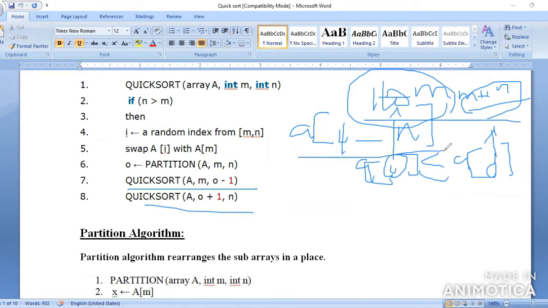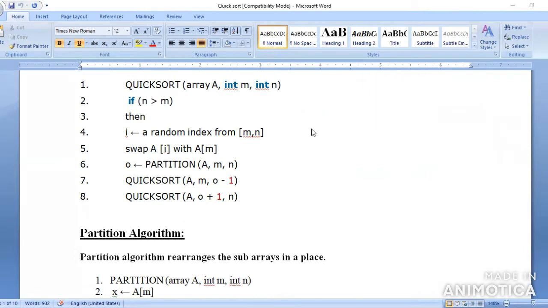So A is 1 to n. We have two things, A[i] and A[j]. i is for the left side, j is for the right side. i indicates 1 to m, j indicates m plus 1 to n. After dividing these, first you sort the first set of elements, then you sort the second set of elements, then you combine these two sorted sets. That solution is called the quick sort algorithm. Now we can go to the problems.